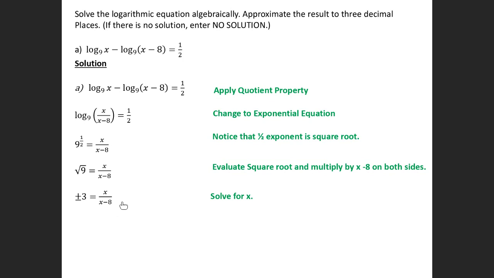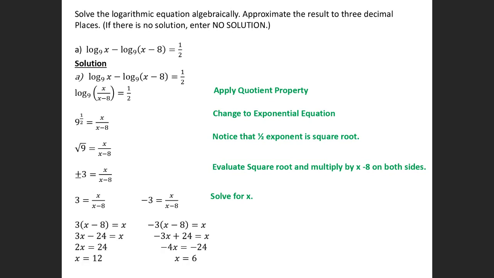Again, we want to combine our x's, so we're going to multiply by x minus 8 on both sides. When we do this, we're going to do it twice. We have a plus 3 and we have a negative 3. So let's do the plus first. So we have 3 times x minus 8 is equal to x. Distribute our 3. 3 times x is 3x. 3 times a negative 8 is a negative 24.